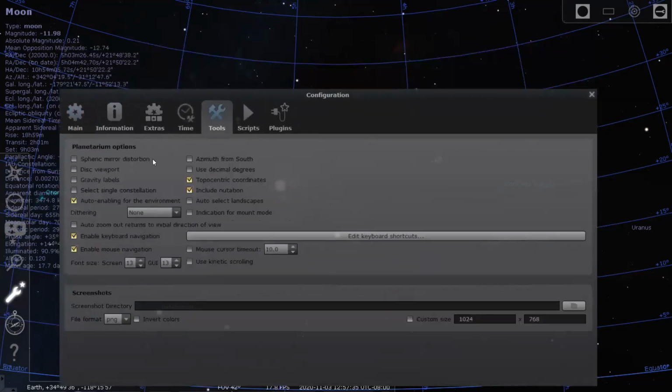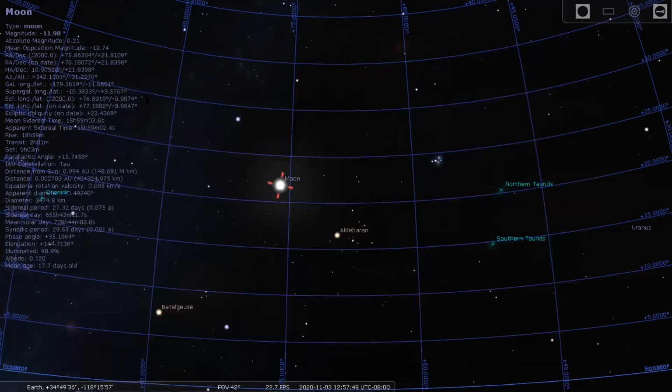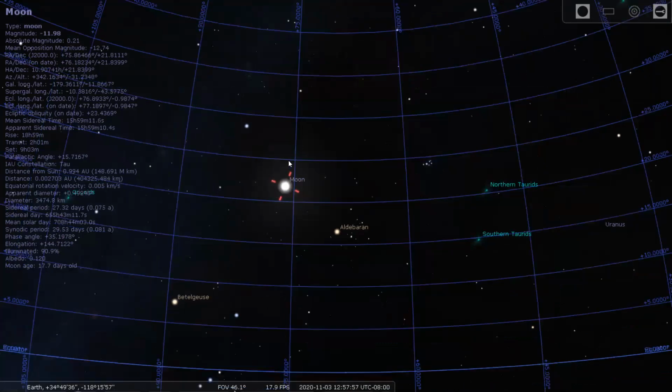Tools. Here it is, use decimal degrees. So again, you go into the configuration window, the tools tab, and check use decimal degrees. And it's already updated. Great, this will be more convenient to work with. So this is where you will look to get the declination of some object that you've clicked on.